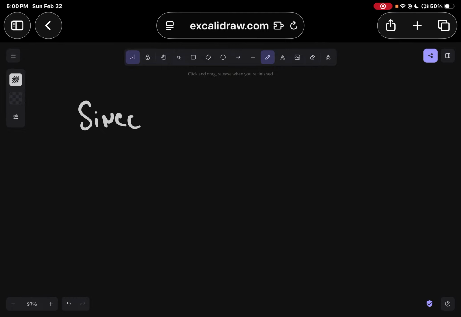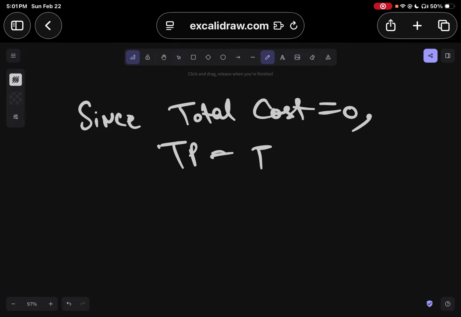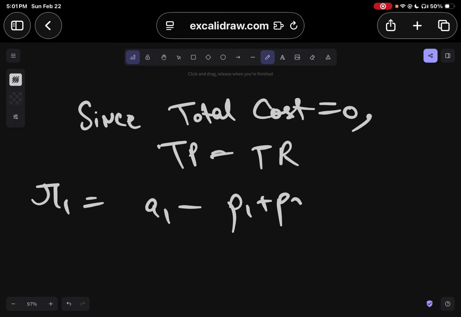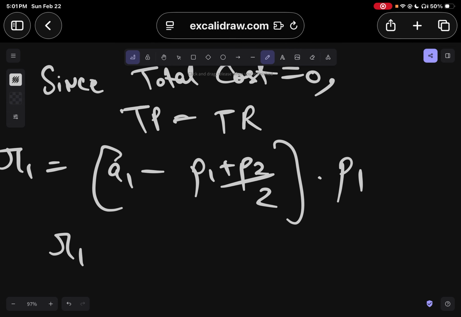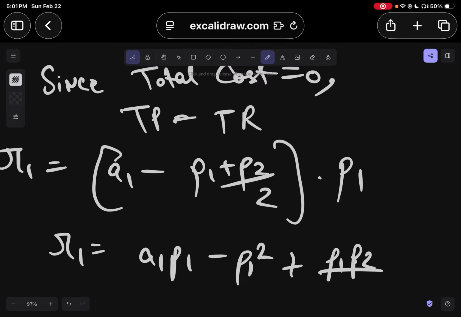Since total cost is zero, total profit is equal to total revenue. So pi 1 is equal to (A1 minus P1 plus P2 upon 2) multiplied by P1. You can write it as pi 1 equals A1 P1 minus P1 square plus P1 P2 upon 2.